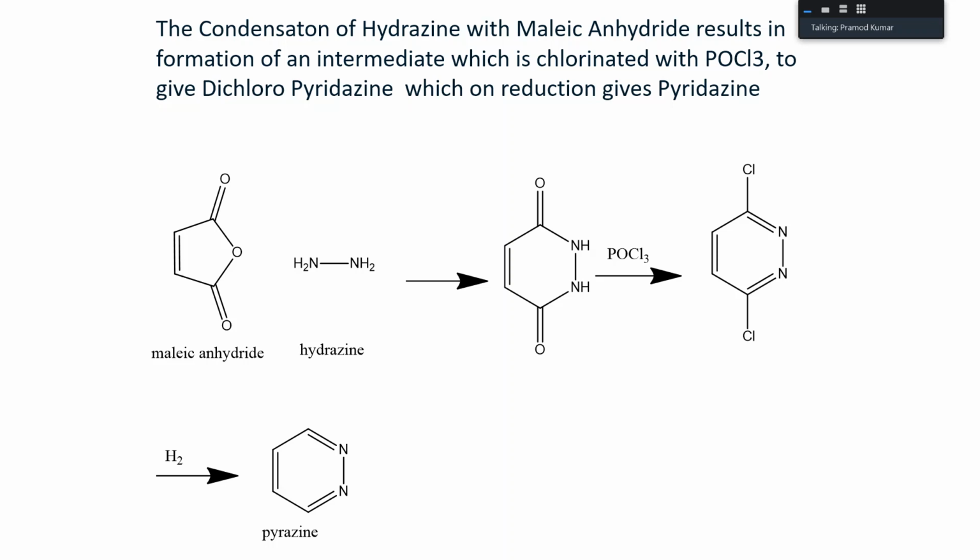If you see your carbonyl, it undergoes keto-enol tautomerism. When hydrazine reacts with maleic anhydride, it forms a six-membered ring with a carbonyl amide. This carbonyl amide group undergoes keto-enol tautomerism. You have got OH and the double bond comes between the carbon and the nitrogen. That OH can be treated with POCl3 to form the chloro derivative, that is dichloropyridazine, which when it undergoes reduction with hydrogen gas, will give you your pyridazine.